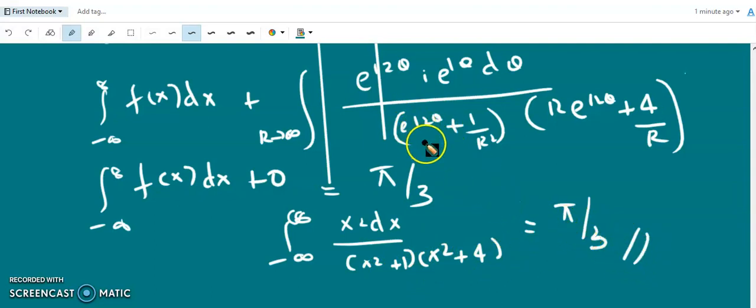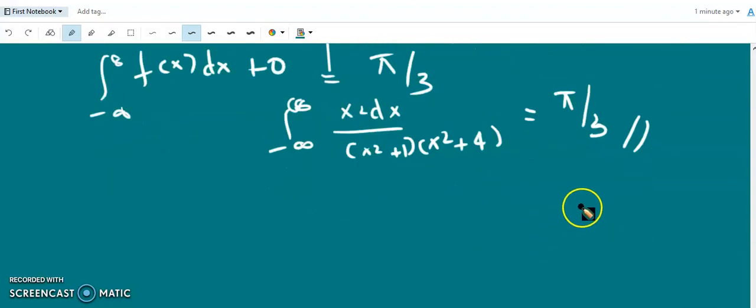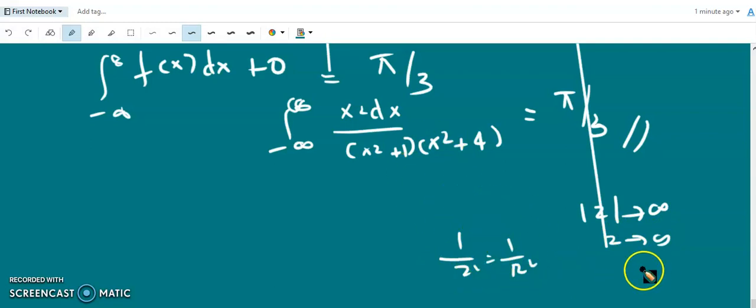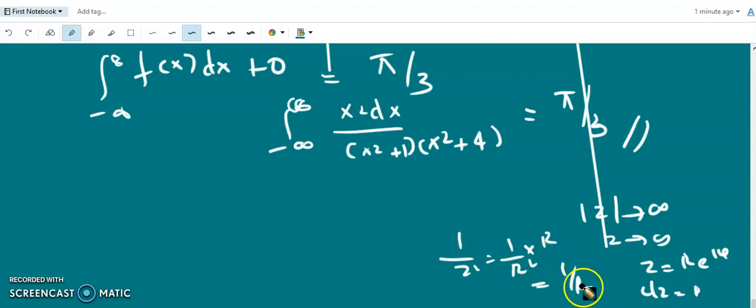So this integral is 0 because mod z tends to infinity, r tends to infinity means mod z tends to infinity, and we know that this function decreases as 1 over z square. Z tends to infinity means r tends to infinity. So 1 over z square means the dependence will be 1 over r square. But since dz is r e to the power i theta, dz also has an r. So when multiplied by dz, one r comes in, and the total is 1 over r. So as r tends to infinity, this becomes 0.